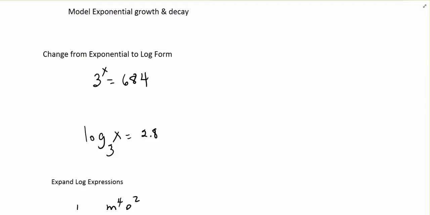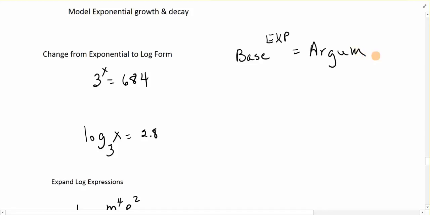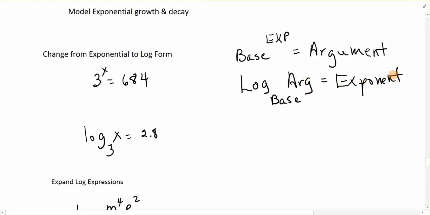Look at these. All right, change from exponential to log form. All right, you might want to write this down. Base to exponent equals argument. Log form is log base of argument equals exponent. Those are the two forms. You've got one of each right here.